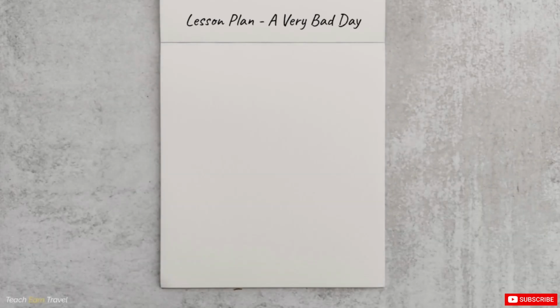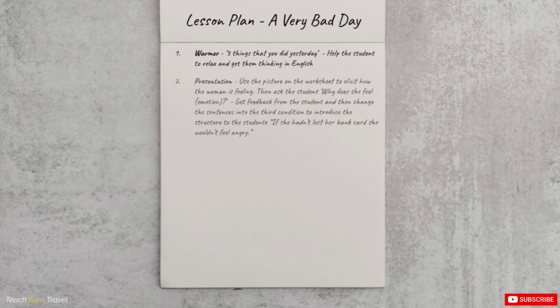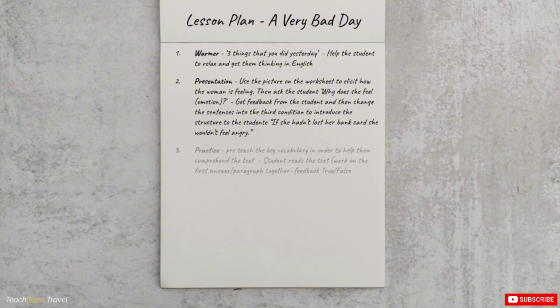So here's our lesson plan again for a very bad day. We have our warmer, we have our presentation. So now let's add the practice notes here. So number 3, practice. Pre-teach the key vocabulary in order to help them comprehend the text. The student then reads the text. We can work on the first answer or paragraph together. Then we get the feedback. Are these statements true or false?